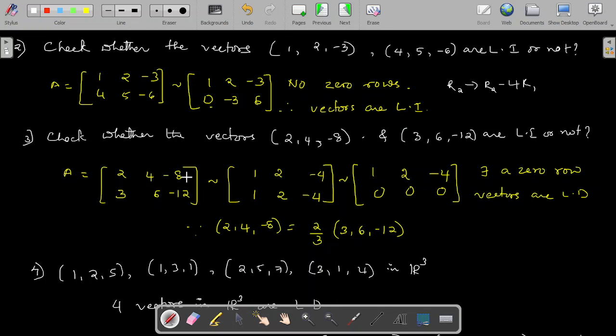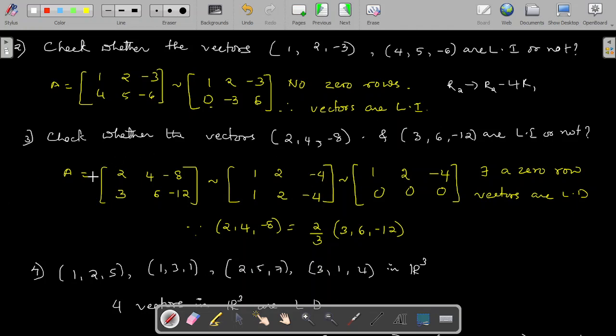Next problem, check whether these two vectors are linearly independent or not. The same method I will apply, or else you can check whether one vector is a multiple of another vector. See here, actually the first vector is a multiple of the second vector, that is 2 by 3 into 3, 6, minus 12. This is the method. Hence, they are linearly dependent.